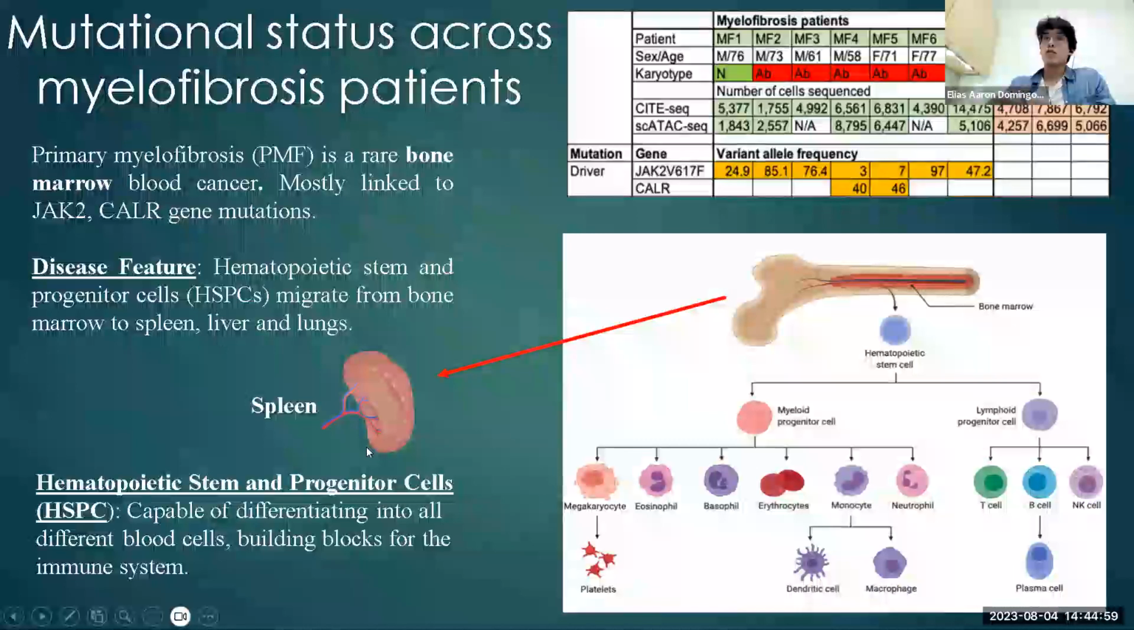This means that you're going to get all these HSPC cells going there. They're going to replicate over and over again. Your spleen is going to get enlarged, and you're going to get cancer.